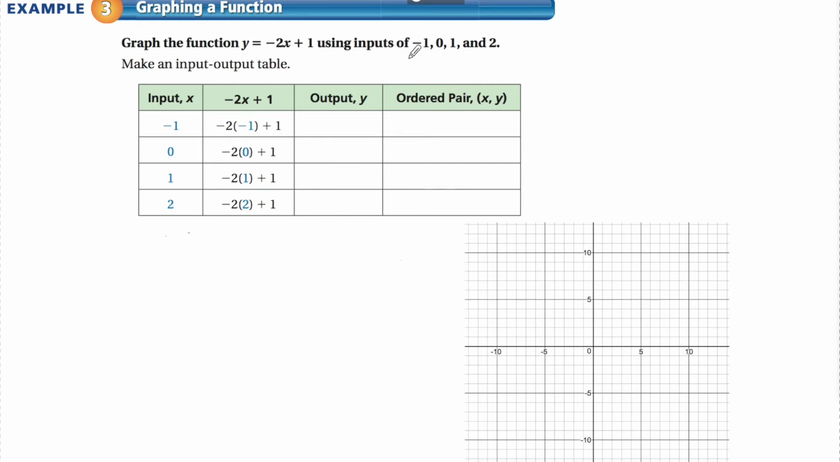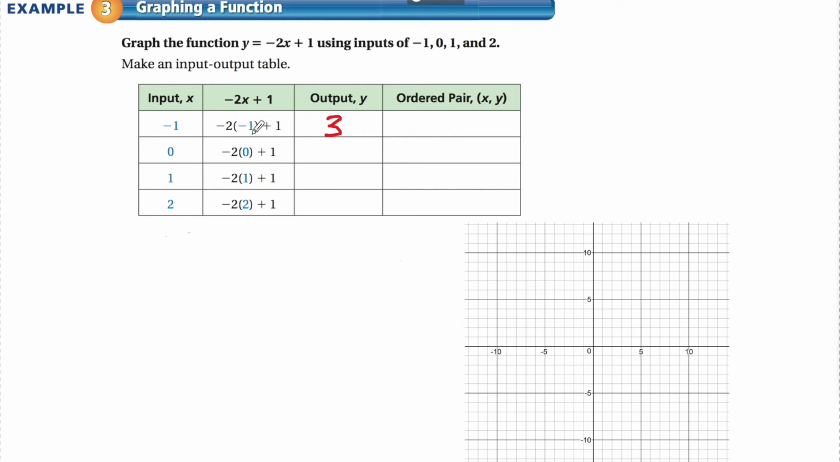So first off, our function is y equals negative 2x plus 1. And we're going to use the inputs of negative 1, 0, 1, and 2, just to keep it simple. So our first point is negative 1. Plug negative 1 into our function, negative 2x plus 1, so negative 2 times negative 1. That's going to give us positive 2 plus 1 is 3.